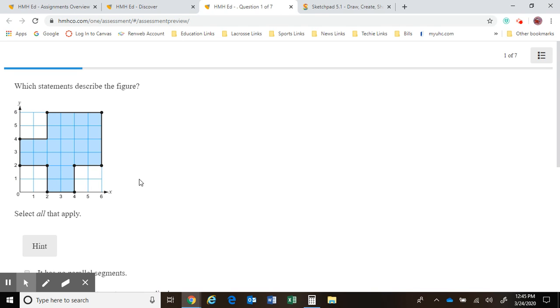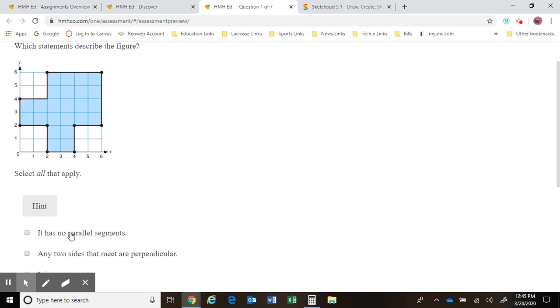All right, now the problems when you do these, it may be in a little bit different order, the answers, not the questions, but the answers may be in a little bit different order. All right, so this says which statements describe the figure, and it says select all that apply. Make sure you read the directions when you do these.